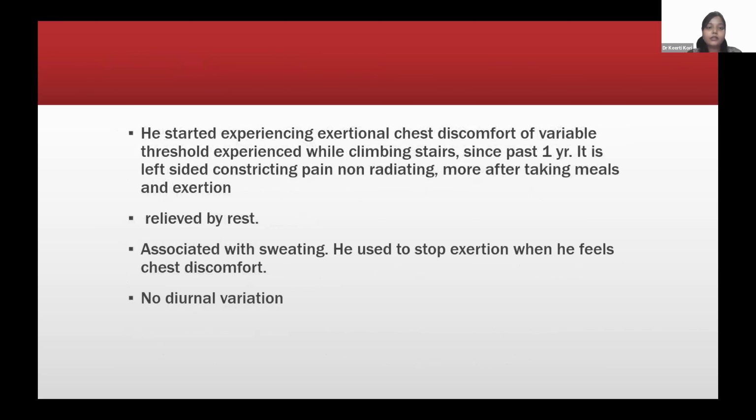He started experiencing exertional chest discomfort of variable threshold when he climbed stairs since the past 1 year. It is left-sided, constricting pain, non-radiating, more after taking heavy meals and with exertion. It is relieved by rest and associated with sweating. He used to stop exertion when he felt chest discomfort, and then felt relieved. There's no diurnal variation.